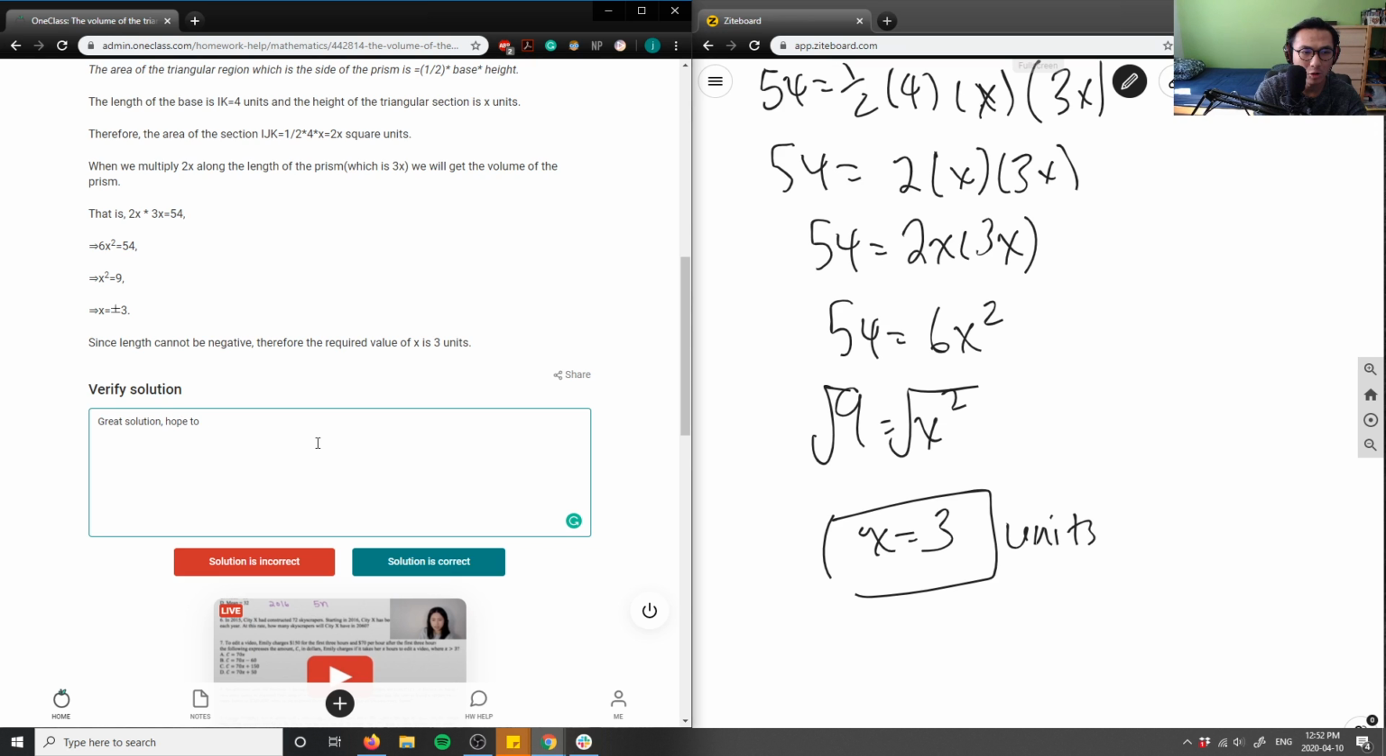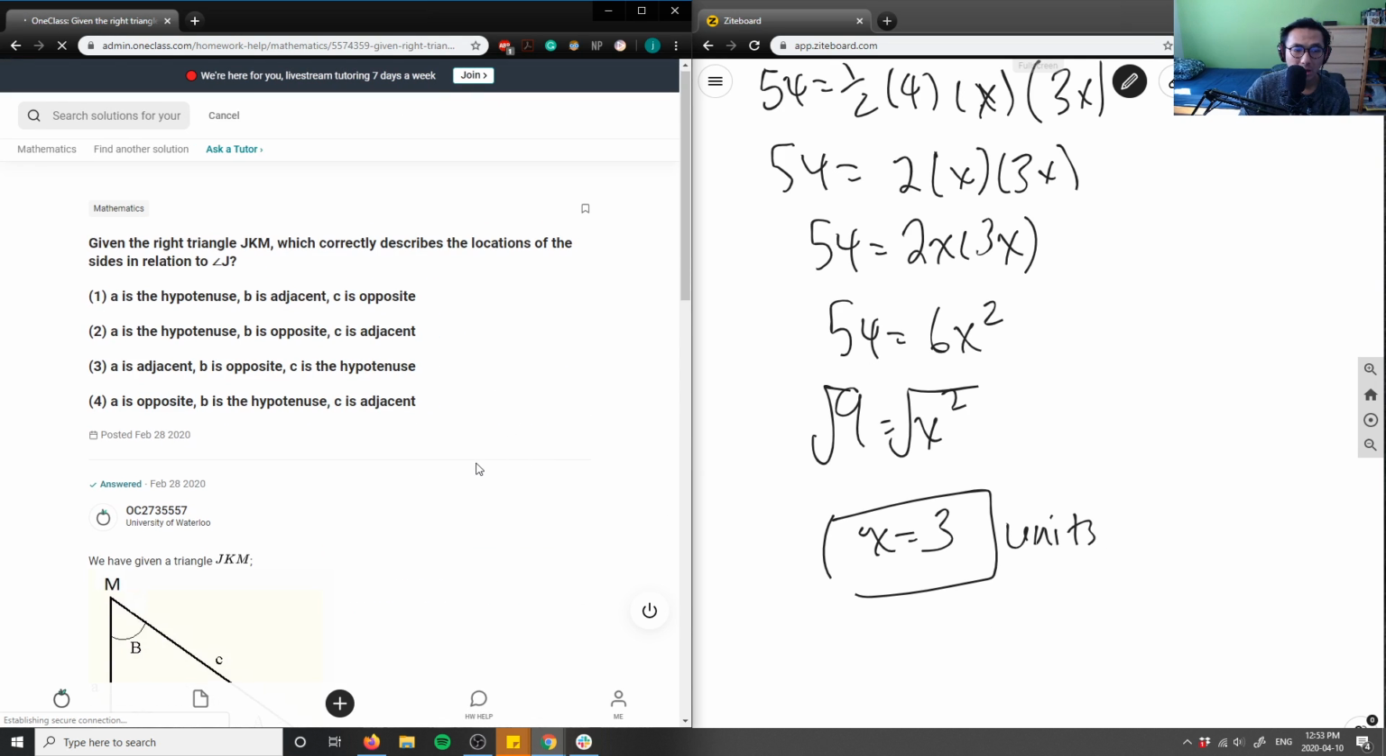Hope to see a formula to solve for volume. But I like the connection between area of the triangle and the height that you made. So the solution is correct. X equals 3. Okay, so that's good.